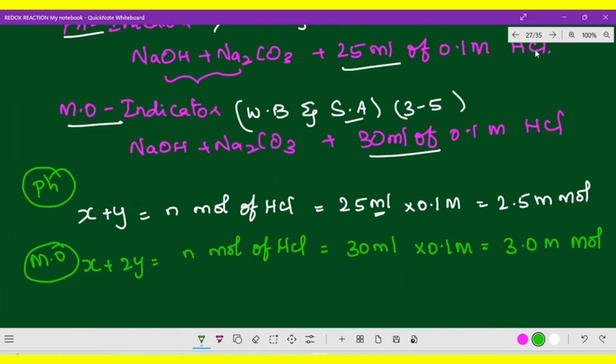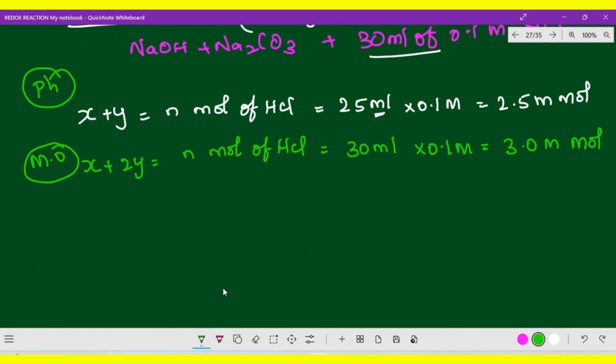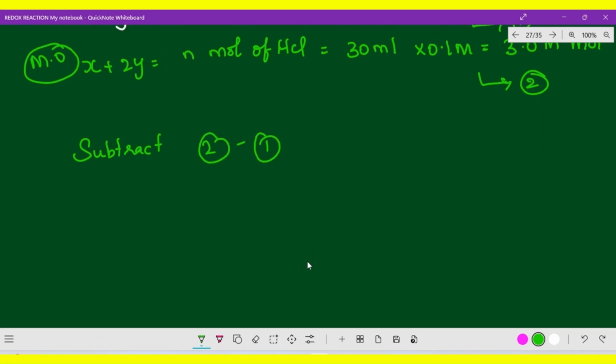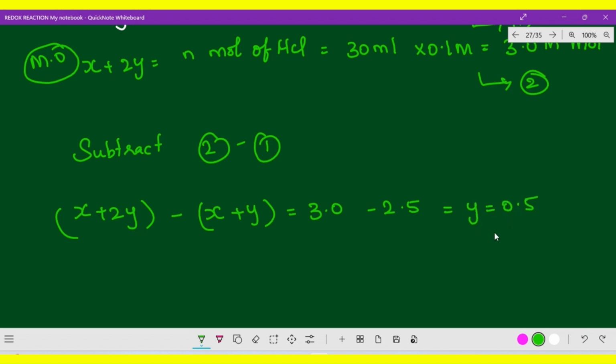Now next, solve for X and Y. How to solve? This is the first equation, and this is the second equation. So we can subtract equation 1 from equation 2, so that we will come to know the values. So here X plus 2Y minus X plus Y equals 3.0 minus 2.5. So you will get Y equal to 0.5. Yes, you got it.